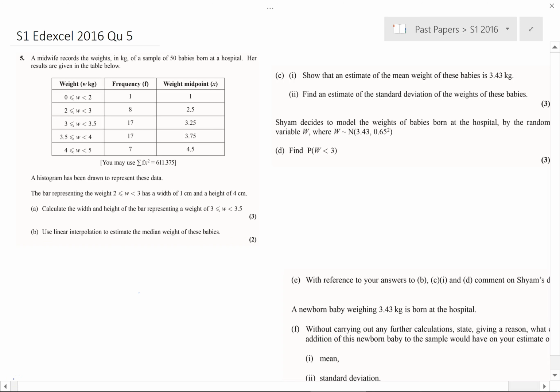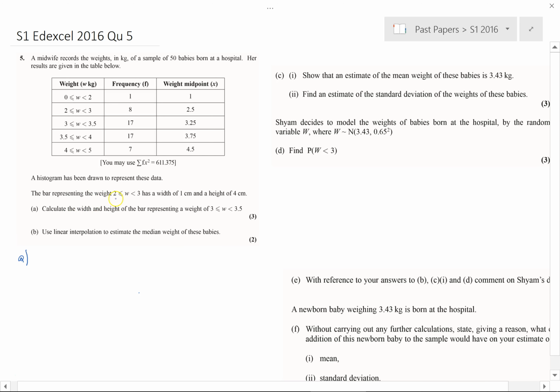This is Edexcel 2016 question 5, and it's a mixed, quite long question, so some fiddly bits as well, things that we see quite often but still fiddly. Part A, one of these questions involving histograms where it doesn't get you to draw it, we have to work around things and work out some values.